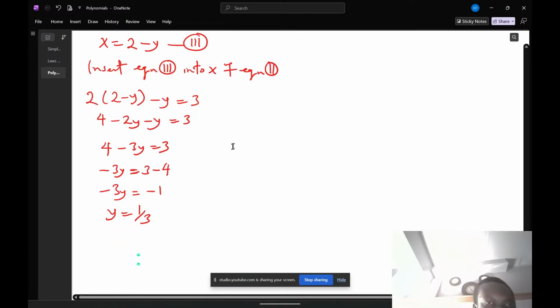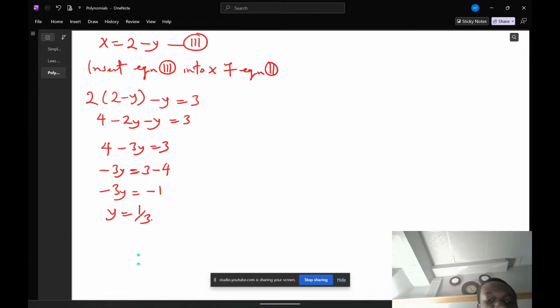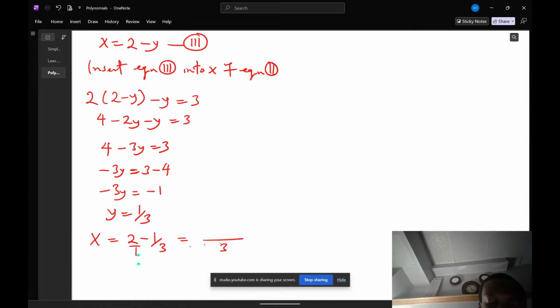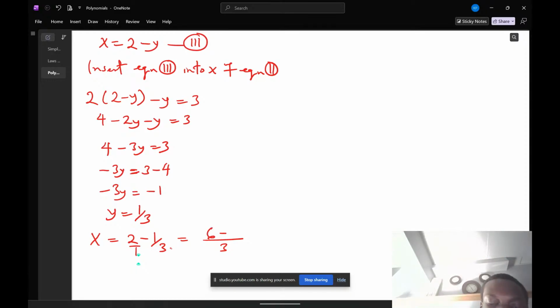Now we can put y equals 1 over 3 into equation 3. I'm waiting for Miss Judith to join the live stream. So x equals 2 minus 1 over 3. Let's make 3 the LCM. So that will be 3. 3 times 1 is 3. 3 divided by 1 is 3. 3 times 2 is 6. Minus 3 divided by 3 is 1.